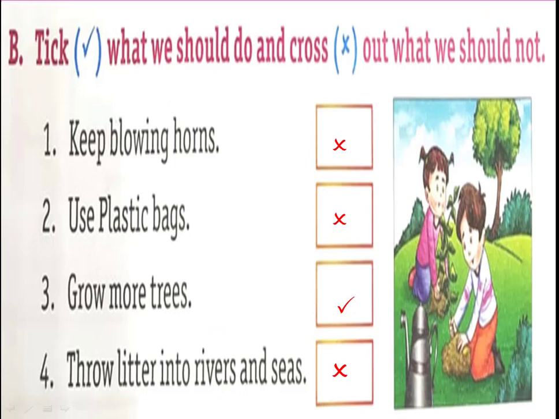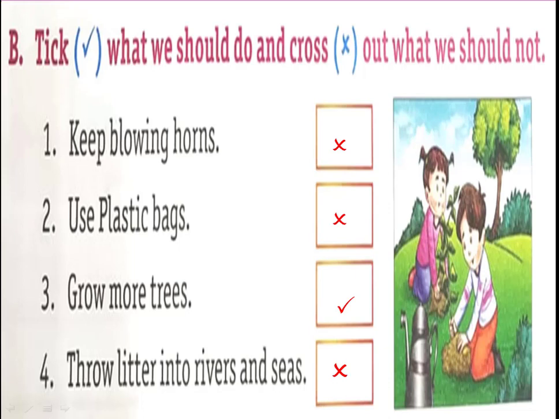Exercise B. Tick what we should do and cross out what we should not. Keep blowing horns. We should not blow horns, so we have to put a cross. Second one. Use plastic bag. Answer, we should not use plastic bags. So, we have to put a cross.